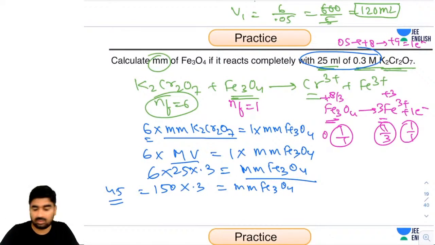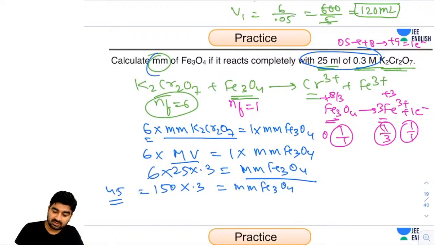I hope now you got the answer. Got it, guys? Yes, in the question millimoles are asked. Why did you calculate the mass? Why did you calculate the mass?